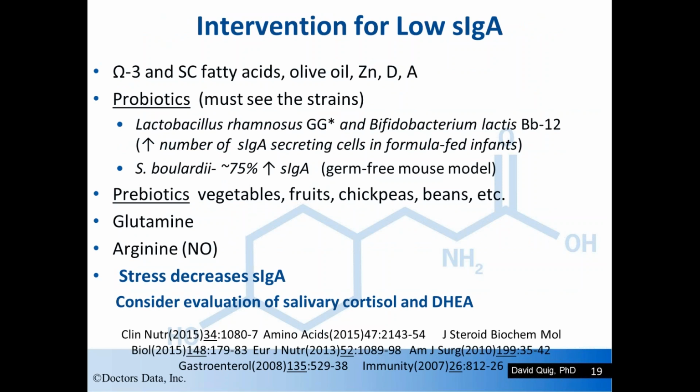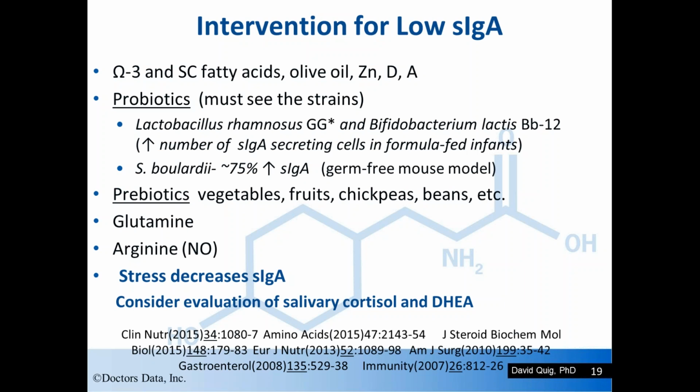So, intervention for low secretory IgA: we never want to see low secretory IgA in a comprehensive stool analysis. To support low secretory IgA, we can use omega-3 and other short-chain fatty acids, olive oil, zinc, vitamin D, and vitamin A.